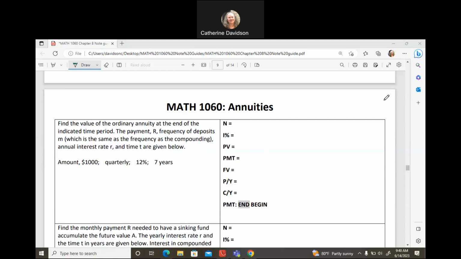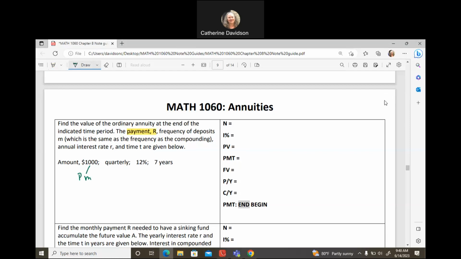Find the value of an ordinary annuity at the end of the indicated time period. The payment R, so R is payment. Frequency of deposits, M, which is the same as the frequency of compounding. That just tells you that PCY is the same. The annual interest rate, R, and the time are given below. First thing they give you is the payment.